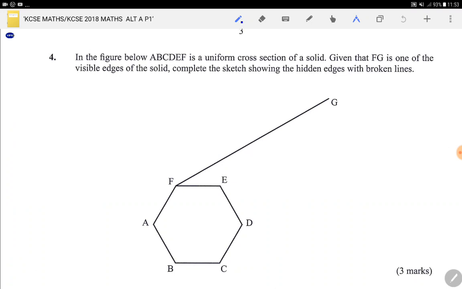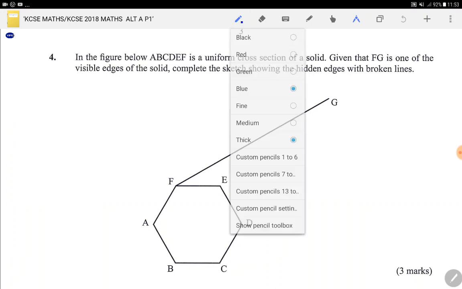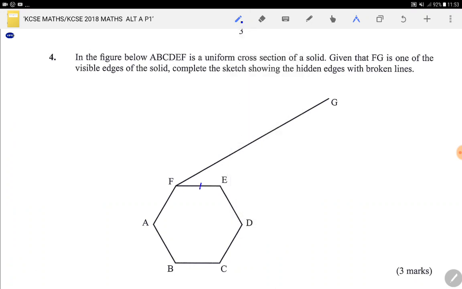So we've been told that ABCDF has a uniform cross-section. That means that it is a prism. This prism has two faces, and the two faces are in the shape of a hexagon. As can be seen clearly, we have a hexagon with 6 sides. So even when we sketch, we should know that the other face must also have 6 sides. That will qualify to have a uniform cross section.